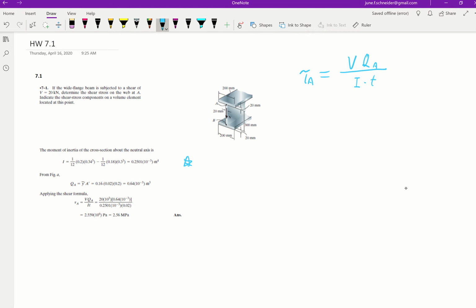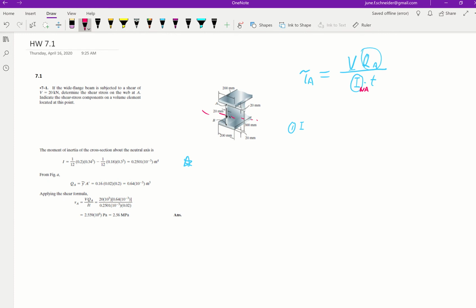Since the shear force V is given, we need to figure out the Q, and we also need to figure out the I. So let's first look at the moment of inertia, I. And I'm going to make a comment regarding its neutral axis, which is at the centroid. And since it's symmetric, it's right in the middle.